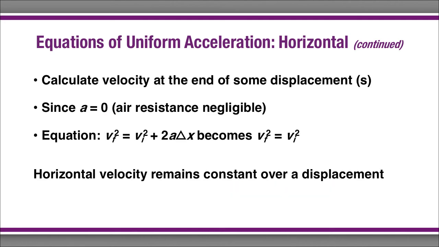So again, with our equations, looking at how they change with horizontal projectiles versus vertical, calculating velocity at the end of some displacement, Vf squared equals Vi squared plus 2a times the change in x now becomes Vf squared equals Vi squared, which again indicates that horizontal velocity remains constant over a given displacement.